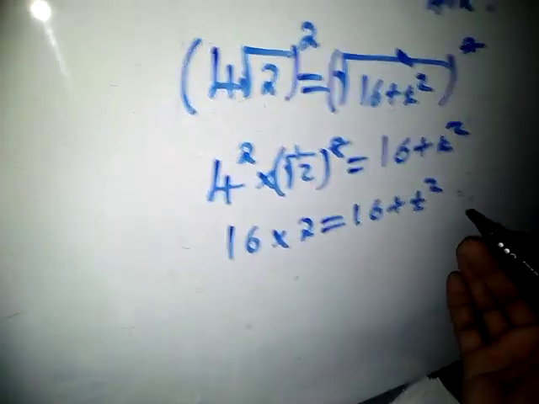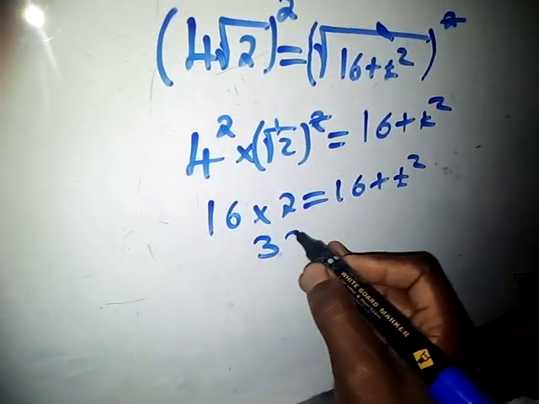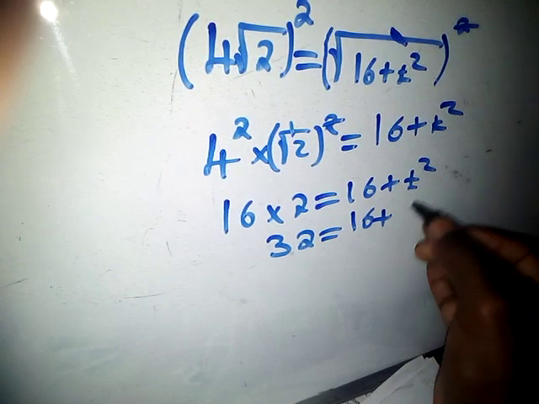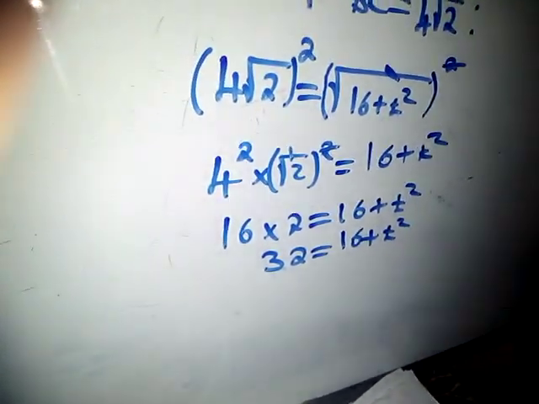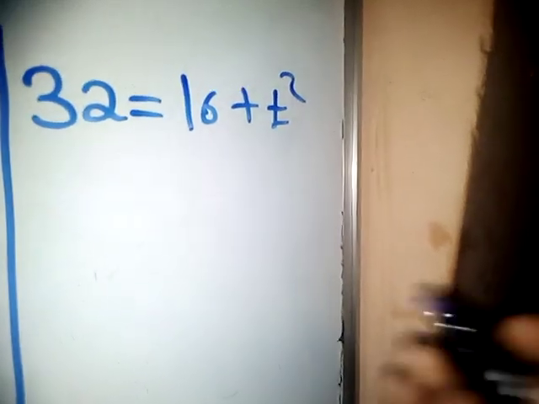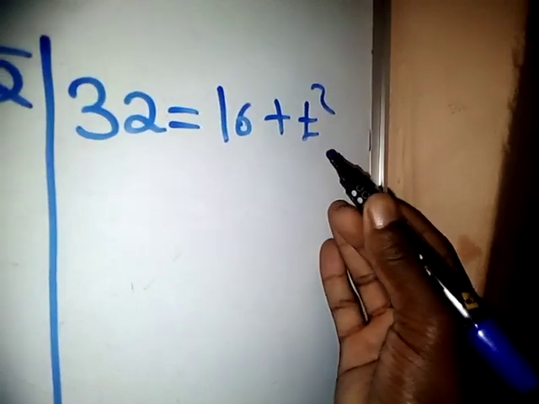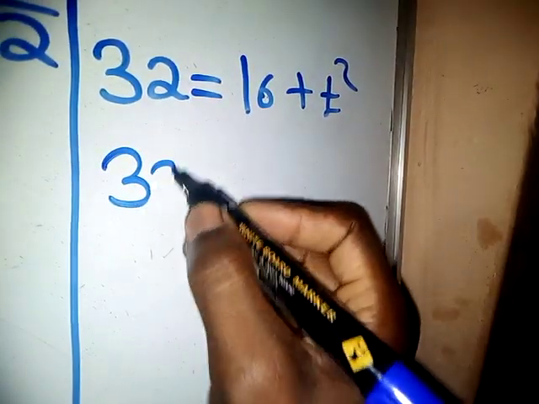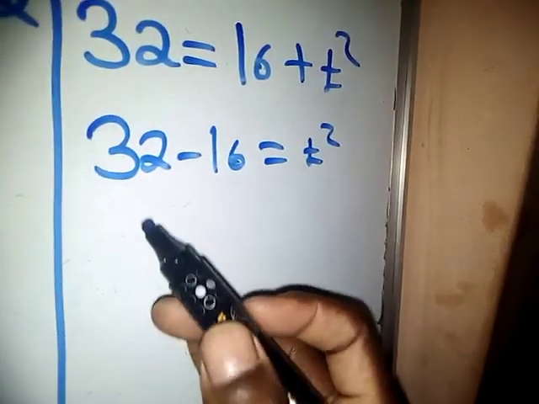Are we seeing? Then we know 16 by 2, that's 32, and this will equal 16 plus t to the second power. This is what you do, right? And this is what we have. So we now want to make t the subject of the formula. If we do so, we're going to have 32 minus 16 equals t to the second power.